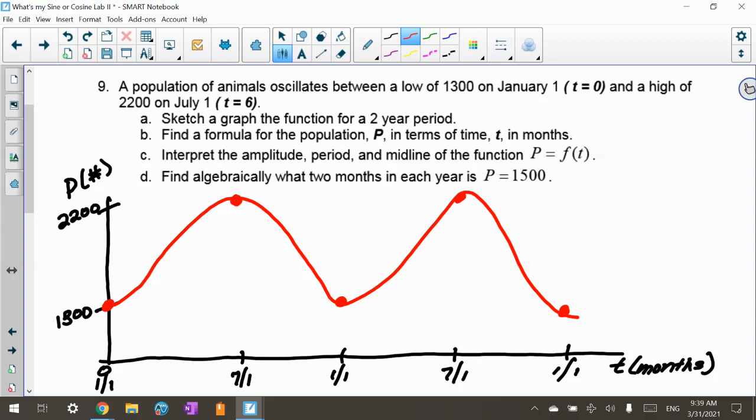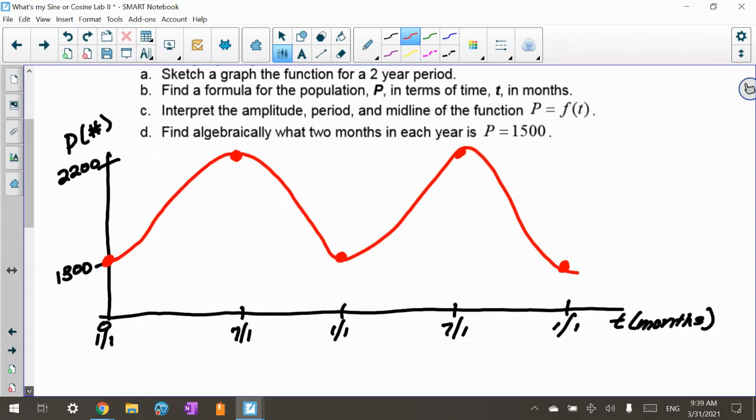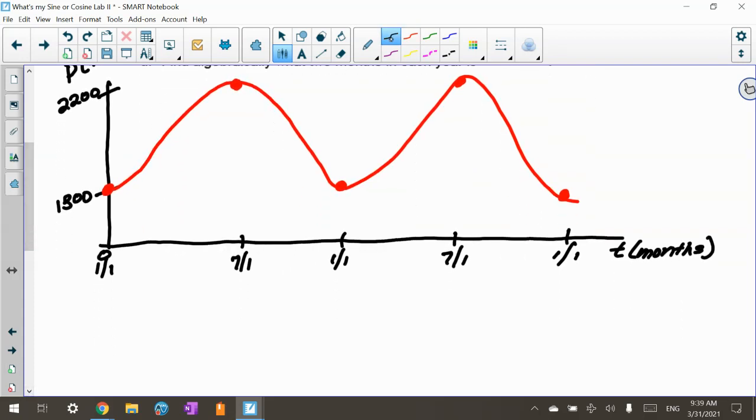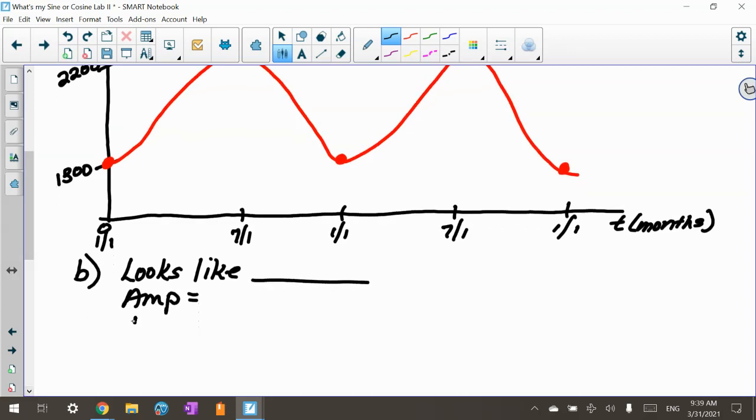Now it said it's trigonometric, so we're going to find what the formula would be. And the formula, we always do the same thing each time. For B, we're going to say looks like amplitude, frequency, period, and midline. So as I look at this, it looks like it's starting low, then high.